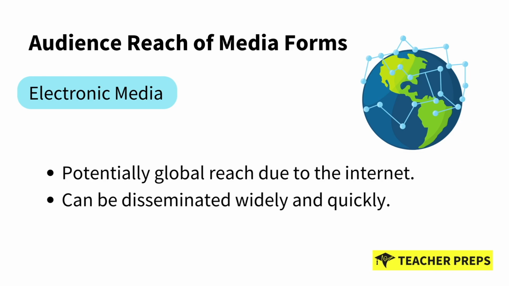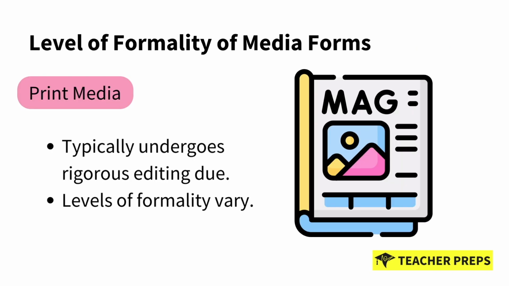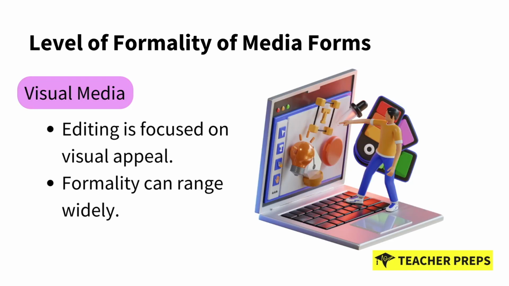Now, let's discuss the second part of this lesson standard, which is all about level of formality and editing. Starting with print media, which typically undergoes rigorous editing due to its static nature. Levels of formality vary, but generally lean towards the formal side. Then we have levels of formality for visual media, where editing is focused on visual appeal. Formality can range widely, but is often determined by the setting and the context.